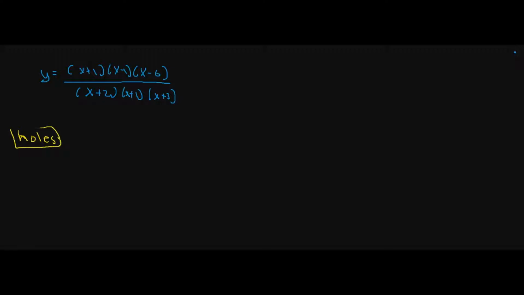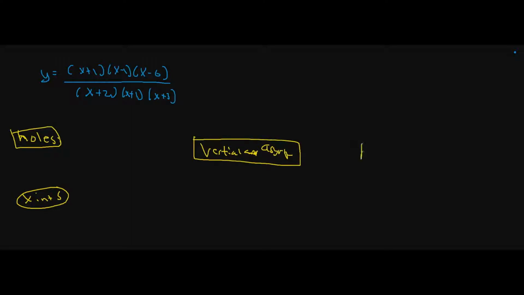We want to find the holes. We want to find the x-intercepts. We want to find the vertical asymptotes. And we want to find the horizontal. I know I spelled it pretty badly, I'm getting used to this here.